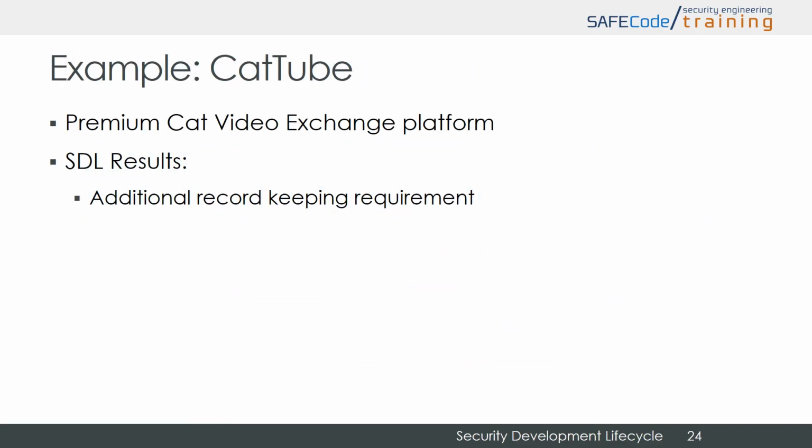To help you understand how these phases are implemented, we will show you an exemplary process for our virtual premium cat video exchange portal, CatTube, where our engineer Michael has been tasked with integrating security with the development.